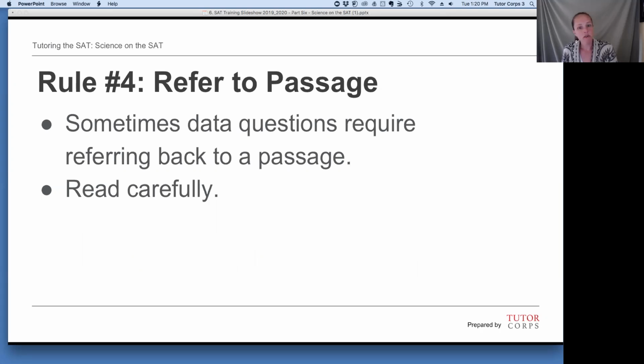The next rule is to refer to the passage when necessary, because sometimes the data questions will require it. Oftentimes in the reading section and the writing and language section, when students encounter figures and charts as part of the passages, they'll also be accompanied by the passage itself. And some questions require that students look at both the figure and then also refer back to the passage. So again, students really need to be detail-oriented, and they might need to reference both the passage and the figure or chart in order to find the correct answer choice.